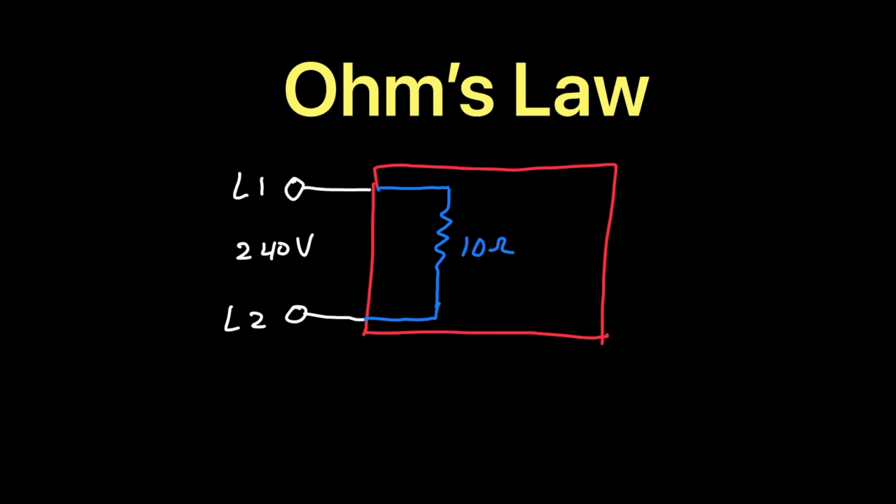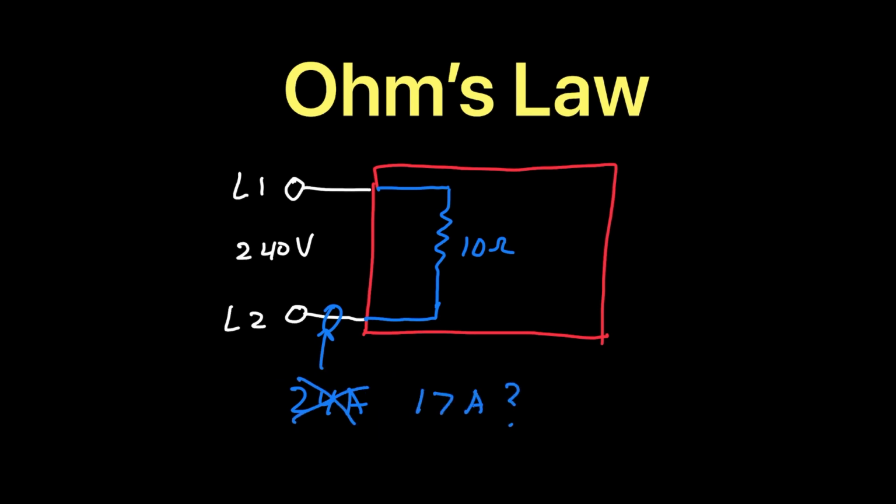Thus, using Ohm's law, you can determine what the expected current through L2 is by using I equals E over R, or I equals 240 volts divided by 10 ohms, or 24 amps. When you check the current through L2, you get 17 amps though.